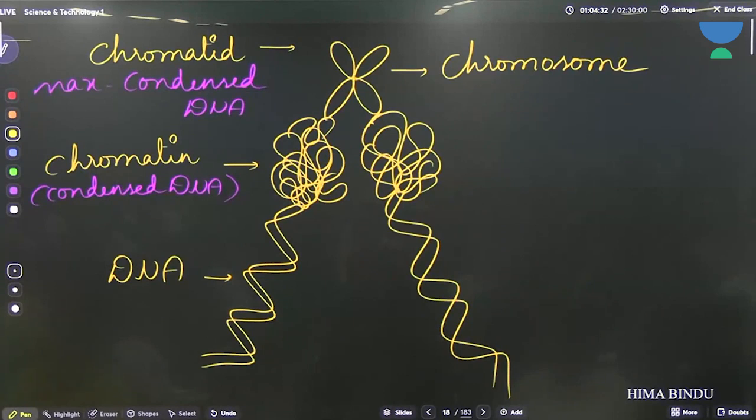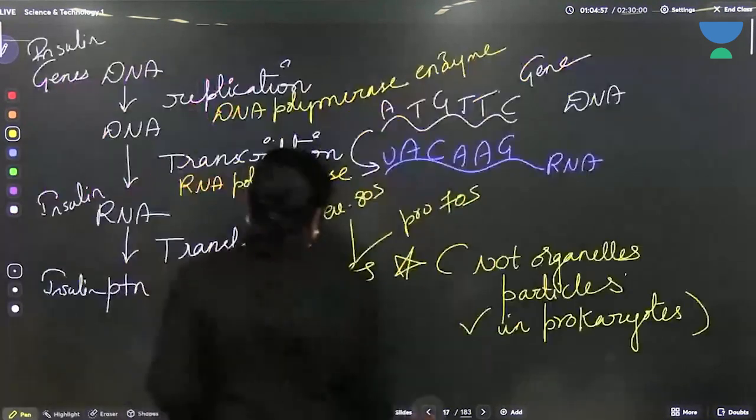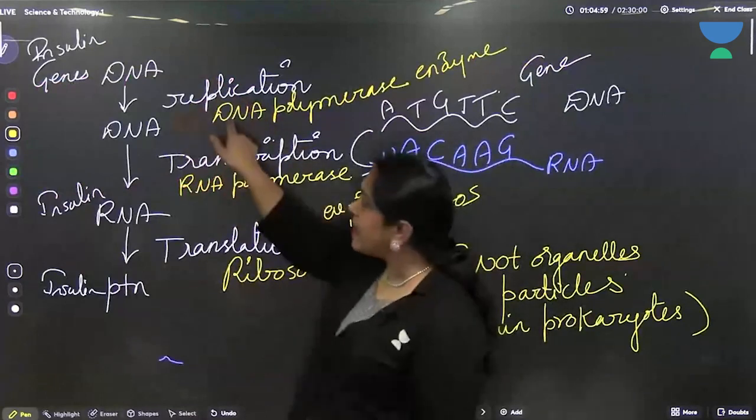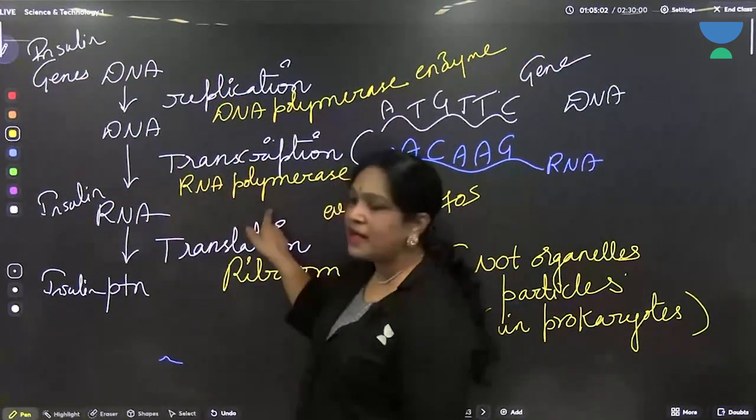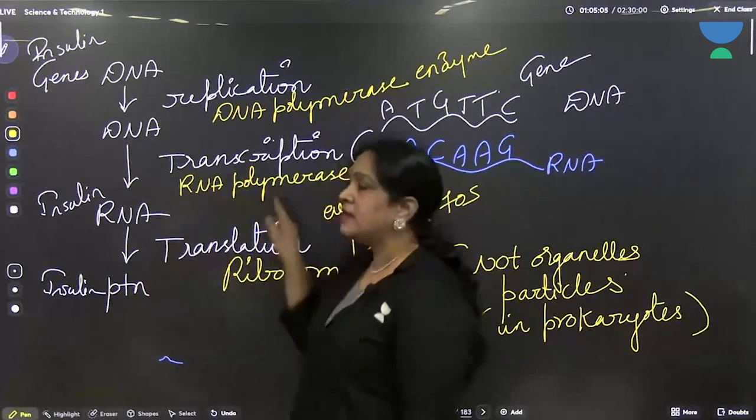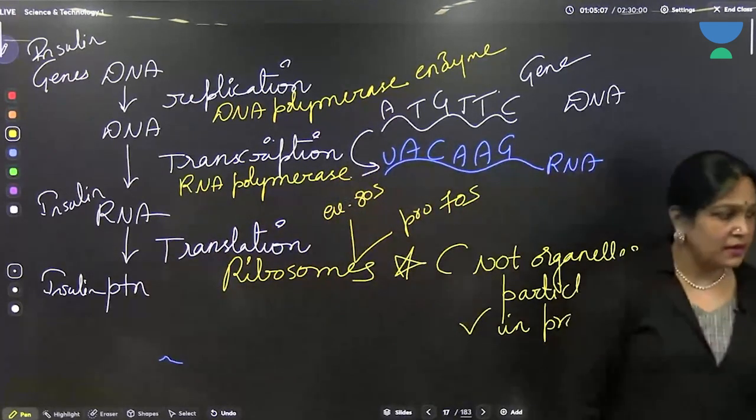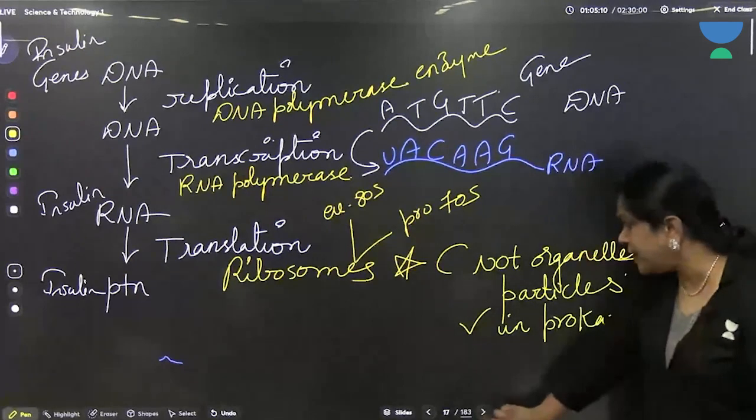There are stages, okay? The first stage is copying DNA, the second stage is converting DNA into RNA, the third stage is converting RNA into protein. The third stage will occur in the ribosome. The third stage means RNA to protein will occur in the ribosome. Is it clear? DNA to DNA by DNA polymerase, DNA to RNA by RNA polymerase, RNA to protein by ribosomes. Clear till now? Fine.